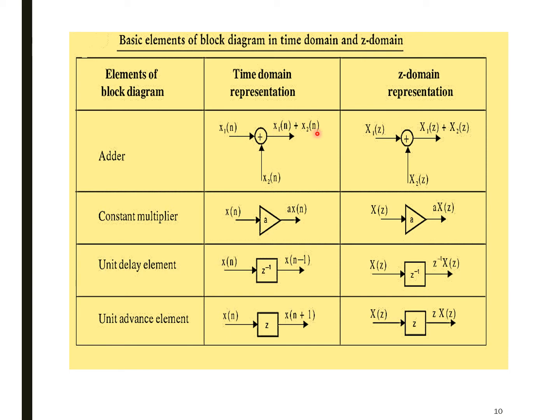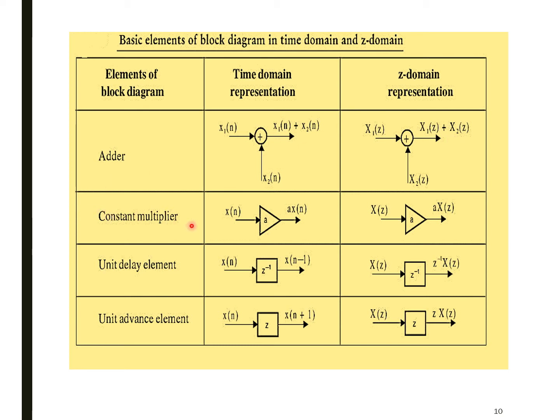and with an arrow, the output of this will be x1 of n plus x2 of n. The same thing, after taking Z transform, what will we get? Z of x of n is X of z, right? So X1 of z and X2 of z give the output X1 of z plus X2 of z. So it is as simple as drawn.